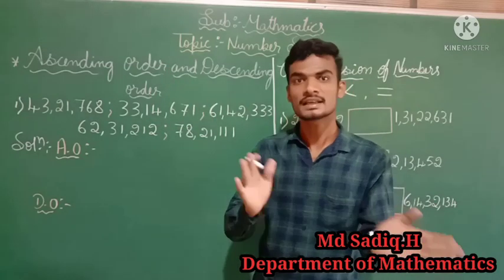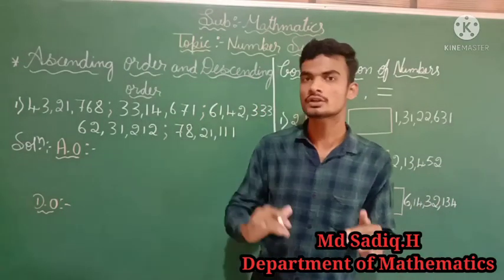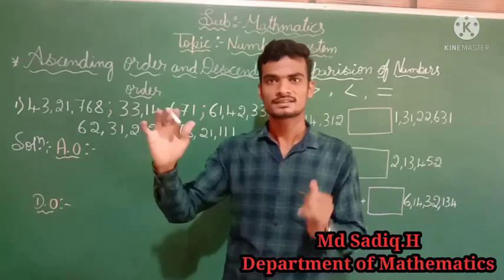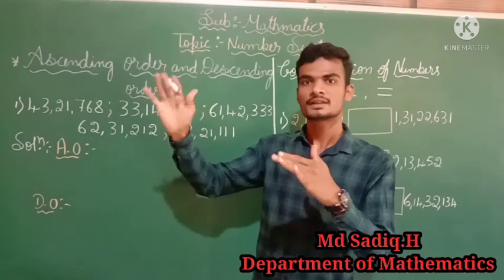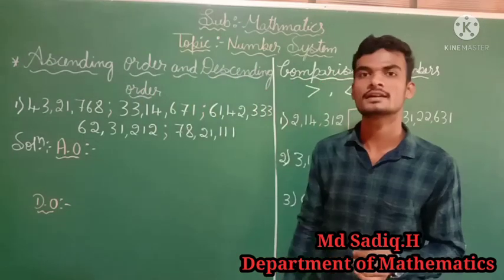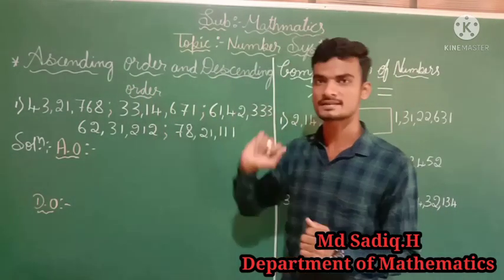You are comparing yourself in your home also. You are comparing, you are shorter, you are bigger. In this way you are comparing, is it? Yes. So while you are comparing shorter, bigger, taller, you have to know ascending order and descending order. Now how to arrange numbers in ascending order and descending order?